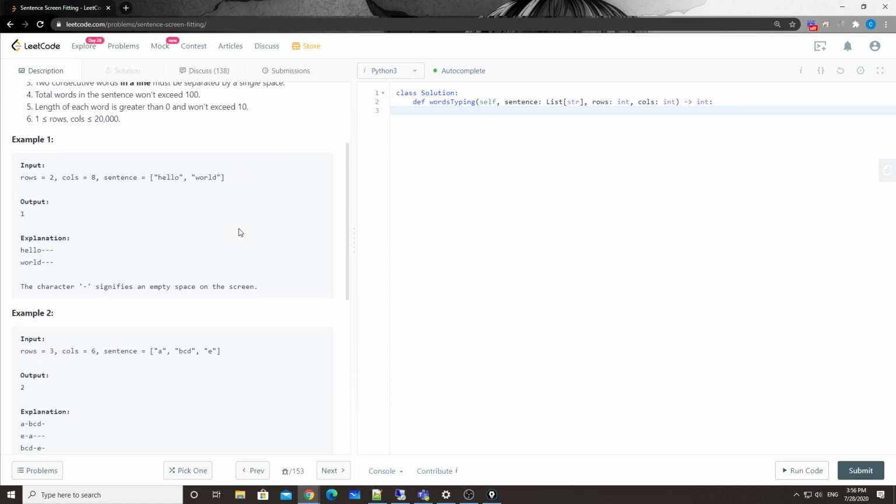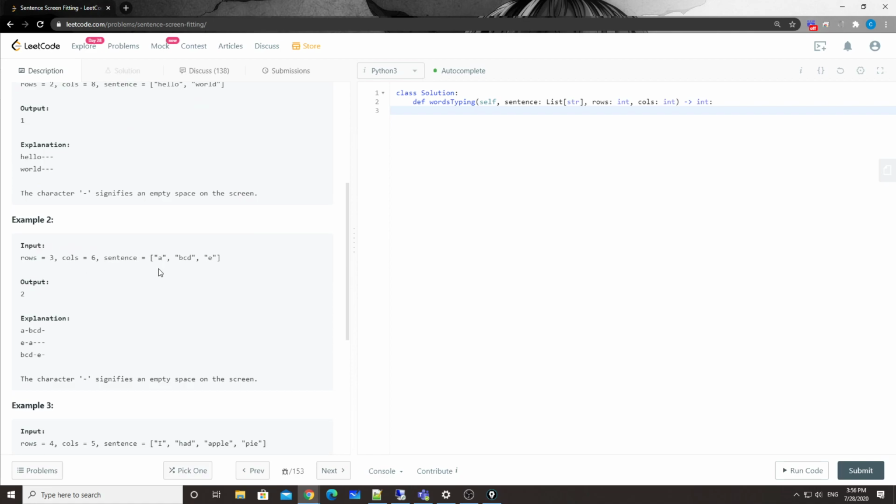So, for example, here we have A, B, C, D, and E, right? And the size of the screen is 3 rows by 6 columns, and this is how we can fill in the words. So first is always starting from A, and then we continue with B, C, and D.